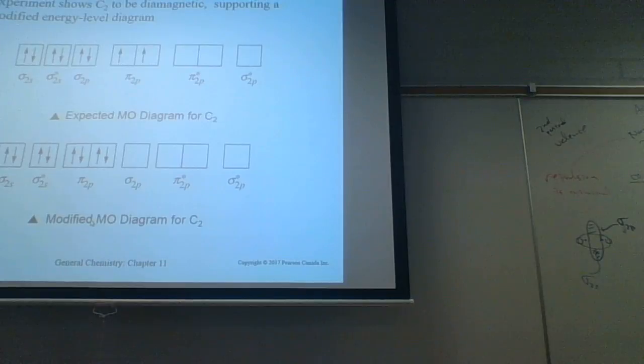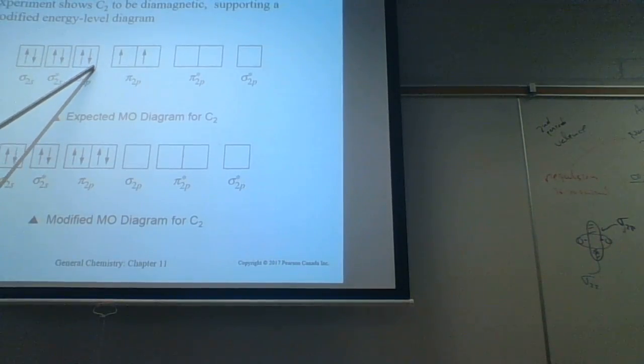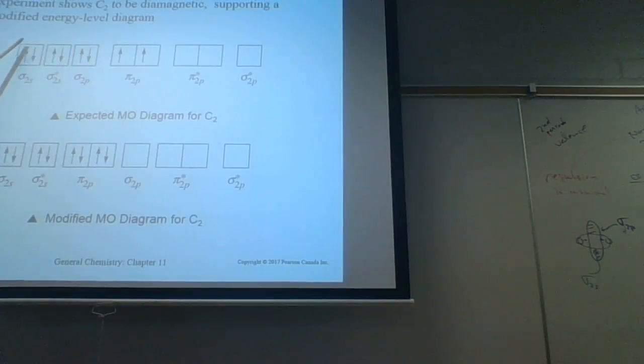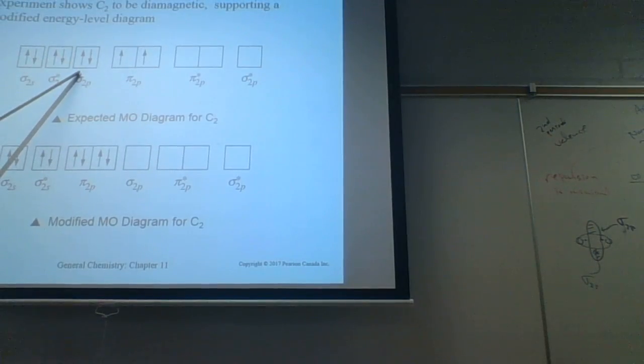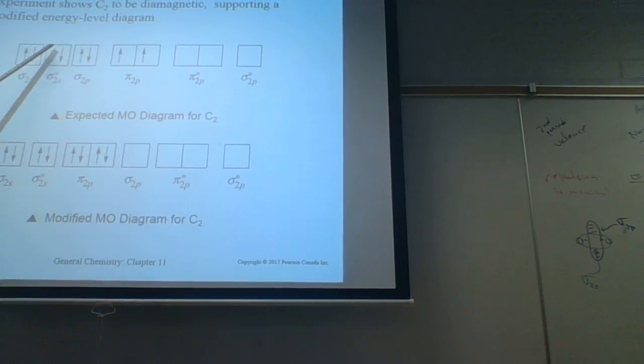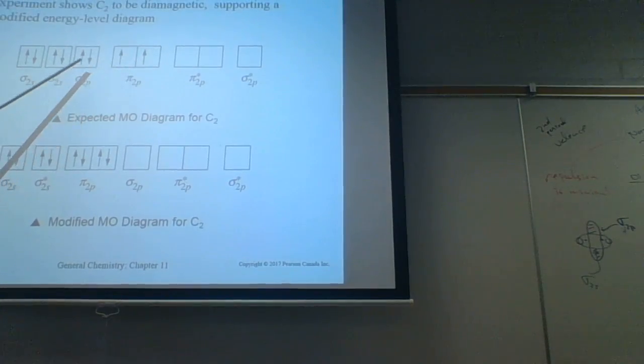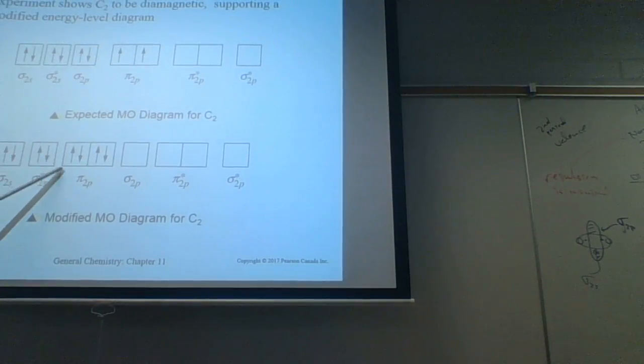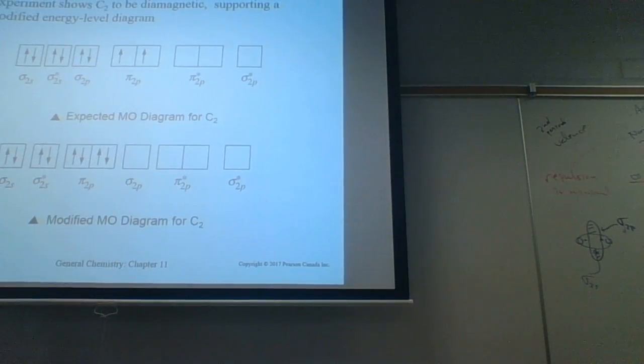This is just the MO diagram, C2. Here, this is what we call the abnormal. If we try to put C2 in the normal diagram, it doesn't work. Because if we put C2 in the normal, it gives us paramagnetic. But C2 is diamagnetic, so it goes into the abnormal diagram. The sigma 2p is bumped up.